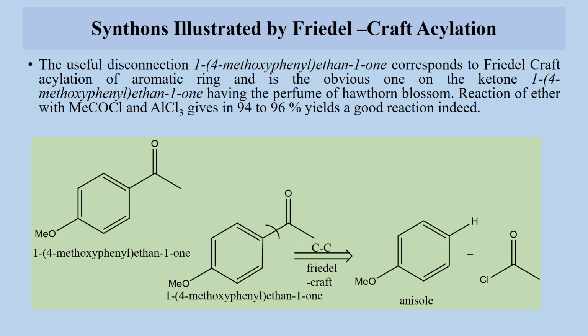Then the Friedel-Crafts acylation. Here one group is methoxy and the other is the acyl group. So the acyl is disconnected to obtain anisole and acetyl chloride. Remember that the group which is hard or difficult to insert or add is not disconnected. As we know, methoxy is not easy to add on an aromatic ring, and that's why it is not disconnected and only the acyl group is disconnected.